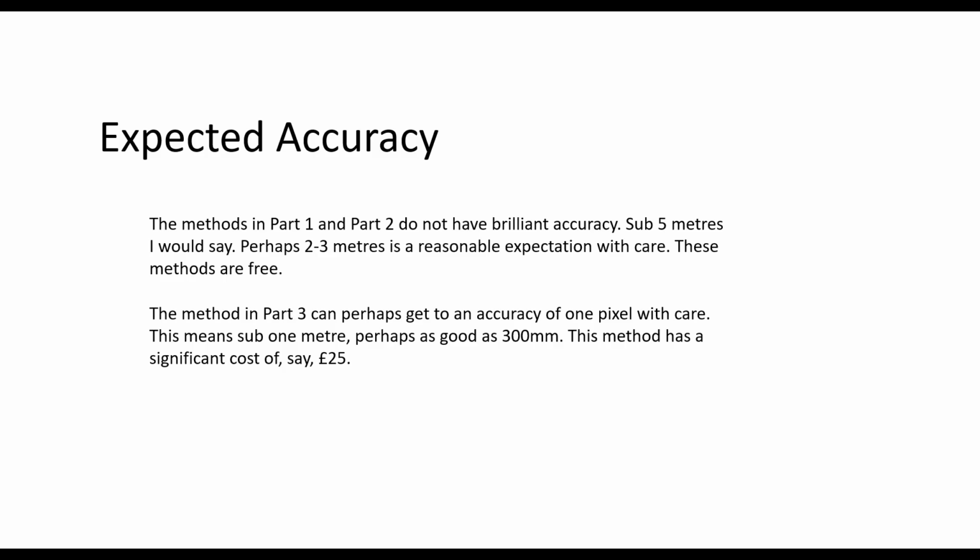Now, the method in part 3, we can get to a much higher level of accuracy, perhaps down to 1 pixel with care. So this means sub 1 meter accuracy, perhaps even down as good as 300 millimeters. So this method, though, does have a significant cost because you have to buy the up-to-date map, and that's roughly £25 is what I paid for a map.